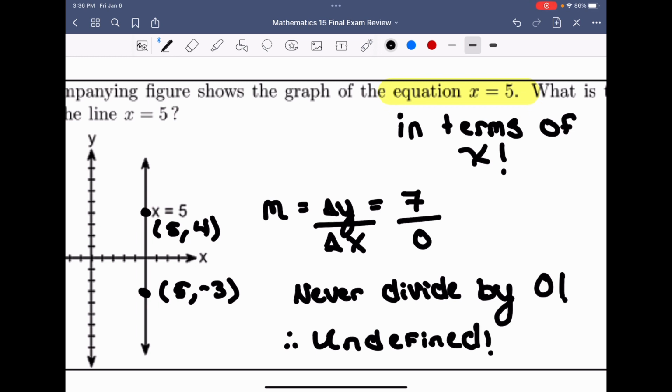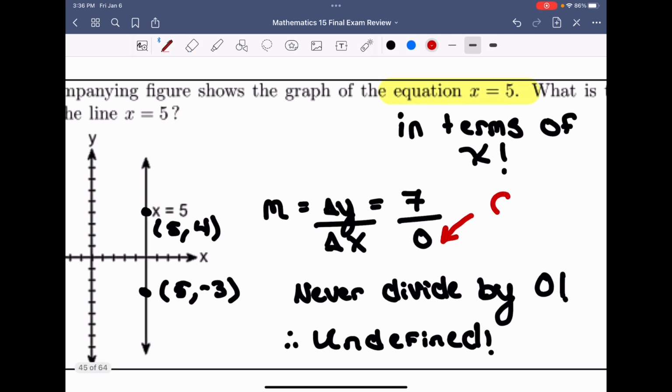This is an undefined slope. Any vertical line is an undefined slope because we cannot do this, dividing by 0. That is not allowed. And maybe I'll be a little more clear with that symbol. I'm going to put a circle, cross it out. We cannot divide by 0.